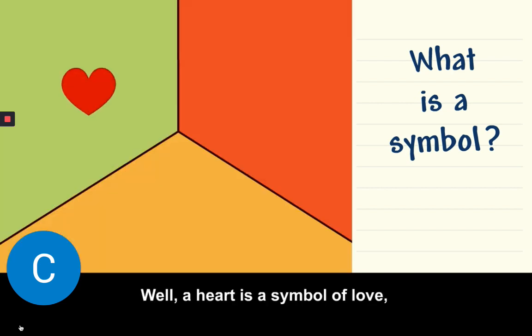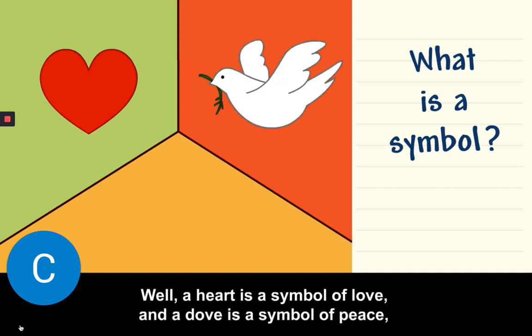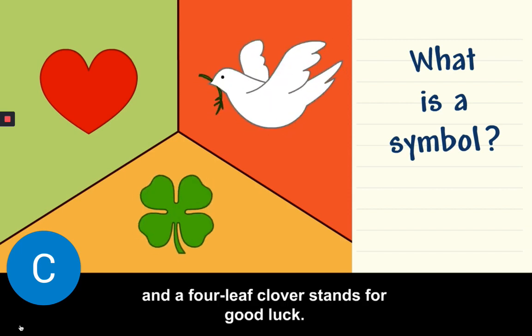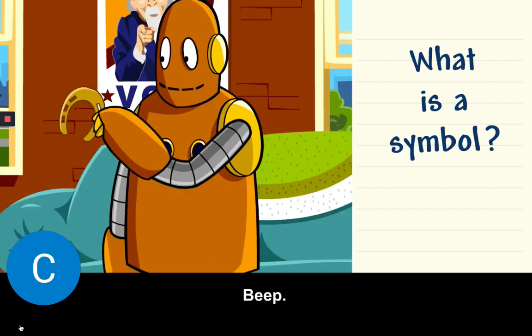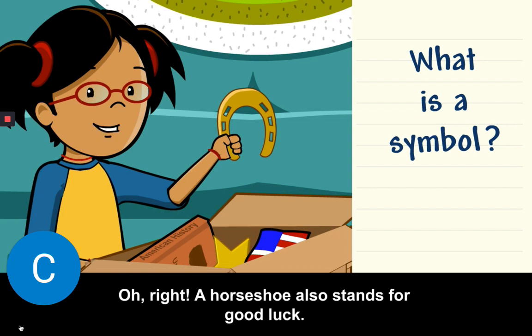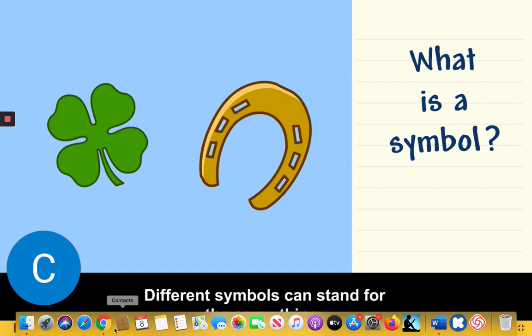Well, a heart is a symbol of love, and a dove is a symbol of peace, and a four-leaf clover stands for good luck. Oh, right. A horseshoe also stands for good luck. Different symbols can stand for the same thing.